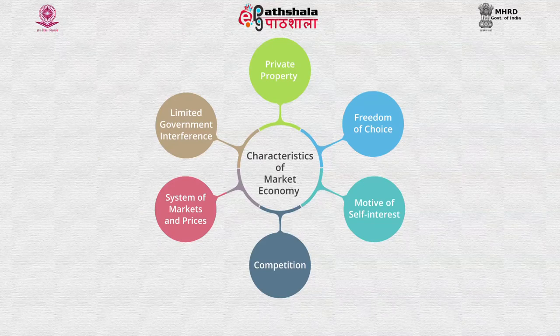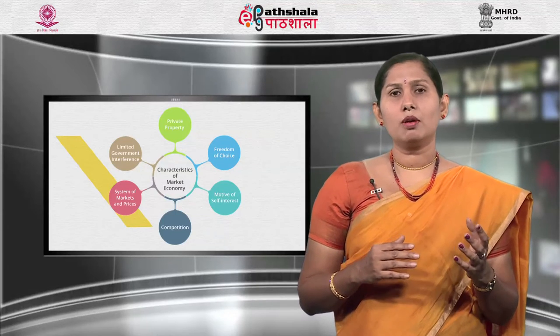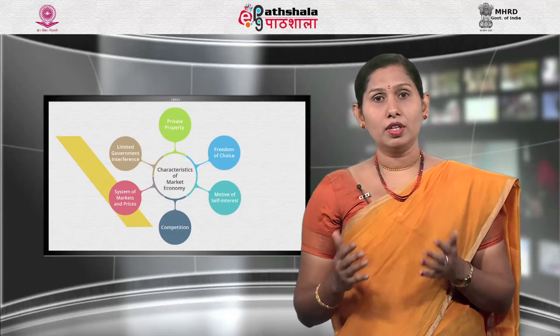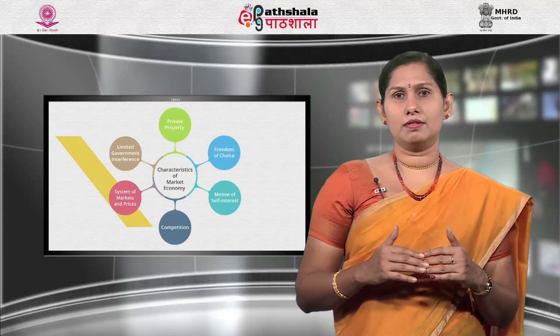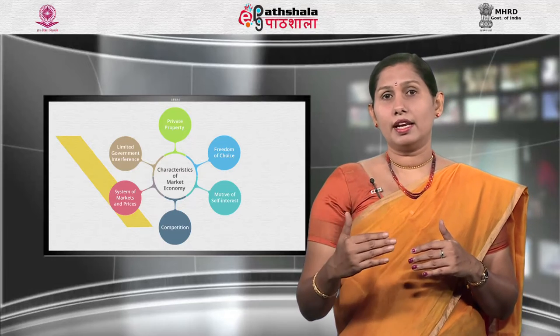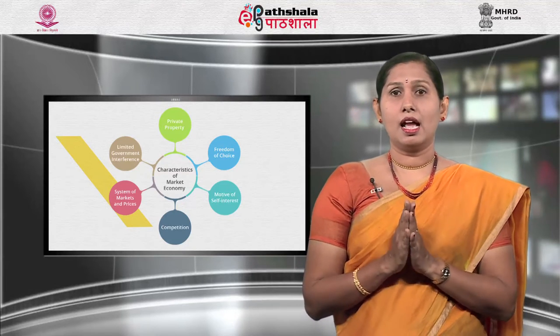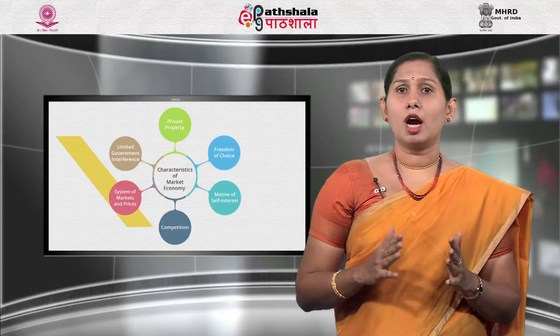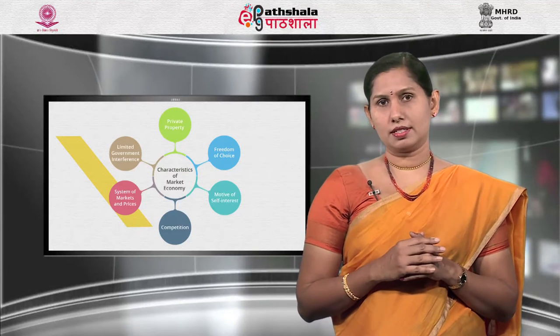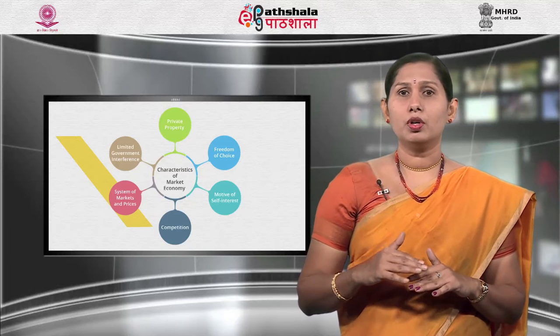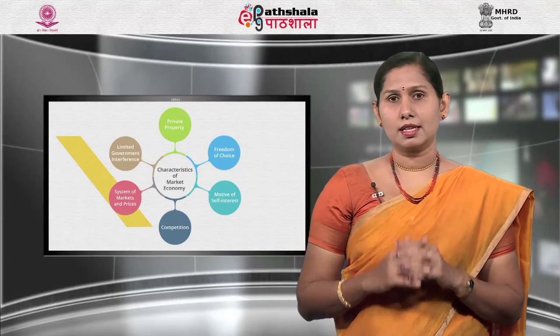Then comes the system of market and prices. A market economy is completely dependent on an efficient market in which to sell goods and services. In an efficient market, all buyers and sellers have equal assets and the same information upon which to base their decisions. Prices rise and fall freely, depending purely on the laws of demand and supply.